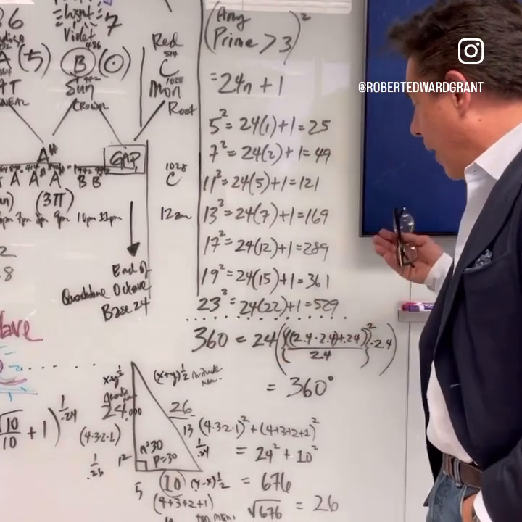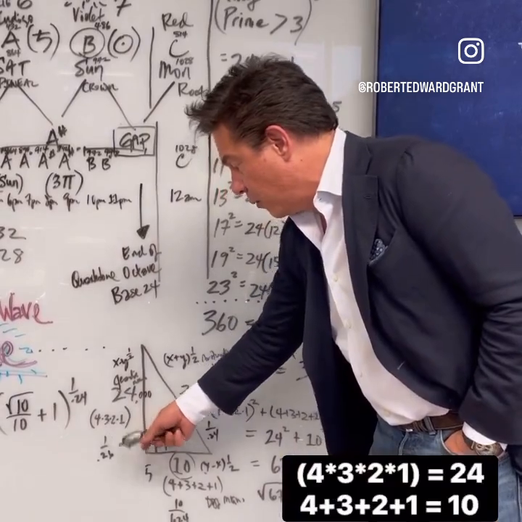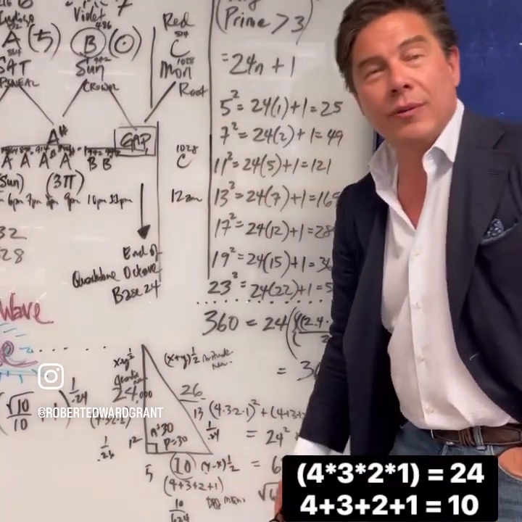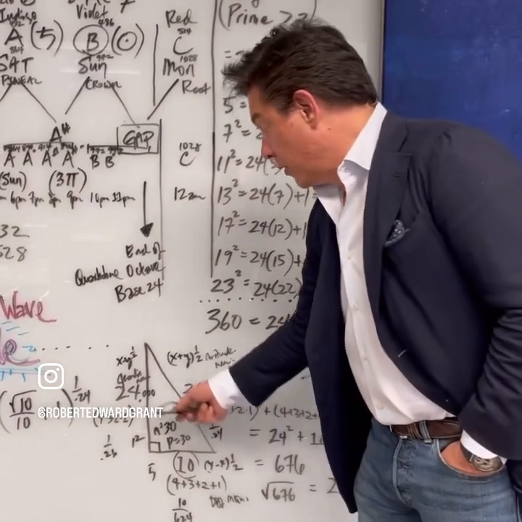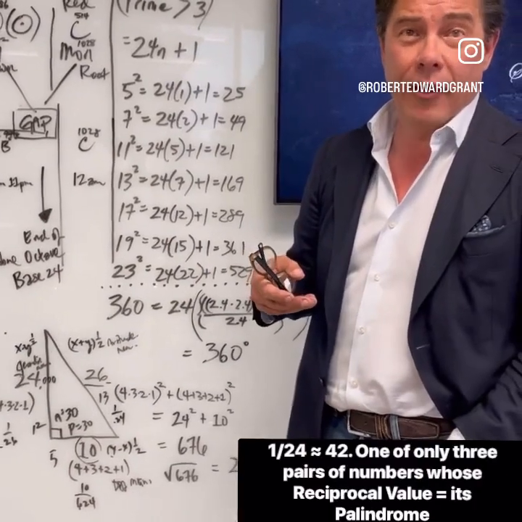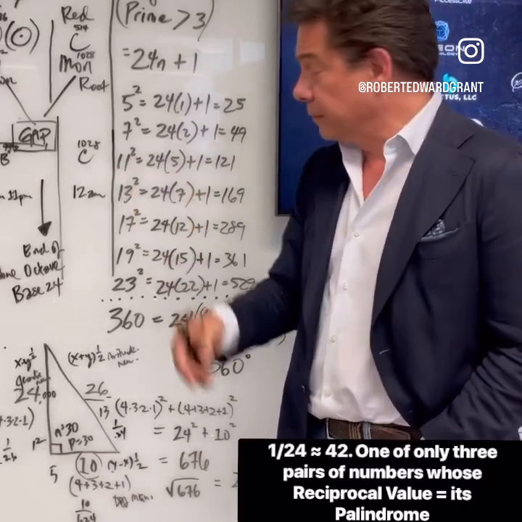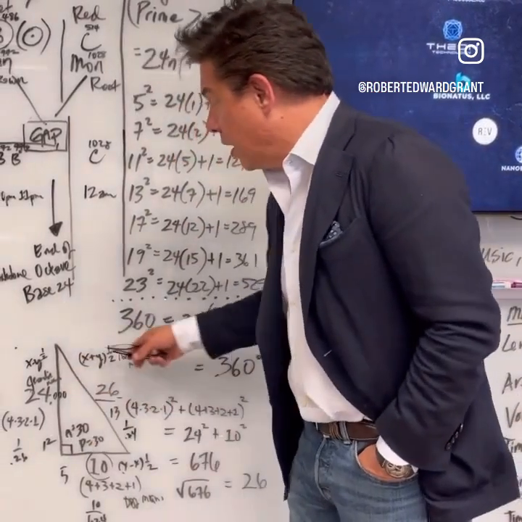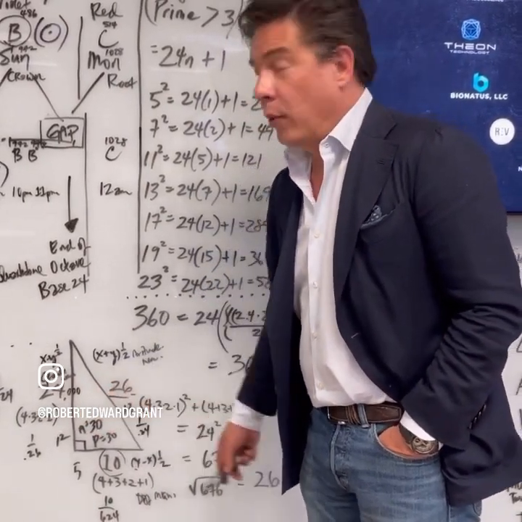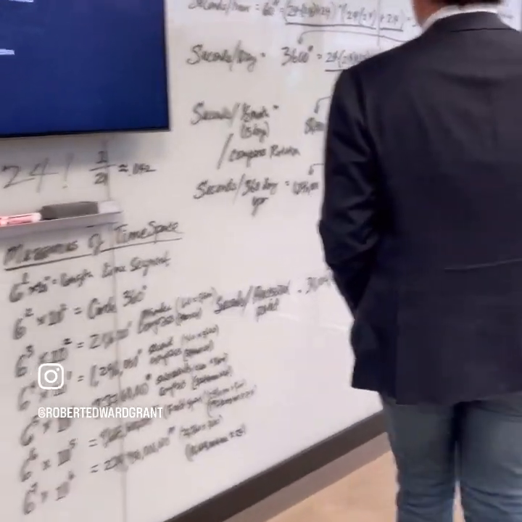Now there's some other property that relates to 24 that's important, because 4 times 3 times 2 times 1 equals 24, and 4 plus 3 plus 2 plus 1 equals 10. So 1 over 24 is also equivalent to 0.042. It rounds to its palindrome, right? And just moves the decimal position. So there's something very unique here that relates to the Pythagorean tetractys 4, 3, 2, 1, 1, 2, 3, 4, which you've also found in the Giza Plateau. So now, let's look at time.